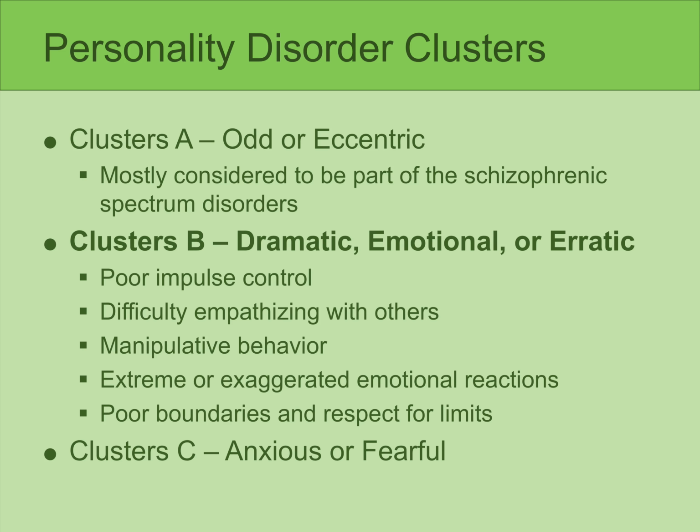These are characterized by being dramatic, emotional, and erratic. Some of the key criteria for this cluster are that they have poor impulse control, they have difficulty empathizing with others, and they tend to exhibit manipulative behavior. They're also characterized by extreme, exaggerated emotional responses, and they tend to have poor boundaries and respect for limits.